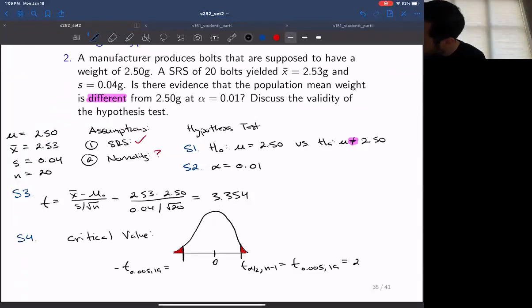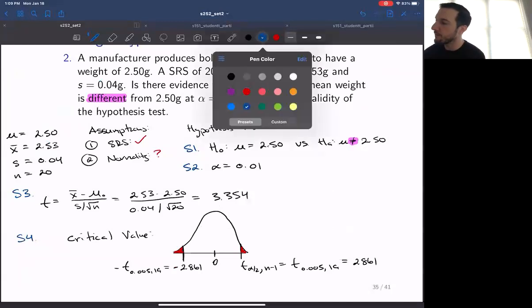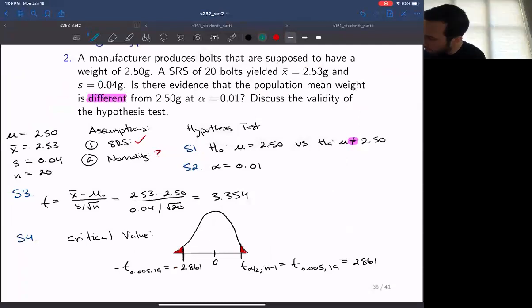So we have 2.861 here, and then we'll have negative 2.861 in the lower tail. The test statistic is positive 3.354. So we'll mark that down about here. So this is t equals 3.354. So we can see that based off the critical value approach, we are inside the rejection region. So then on the fifth step, we can reject the null hypothesis. Right? Okay, so this is the critical value approach to the problem.